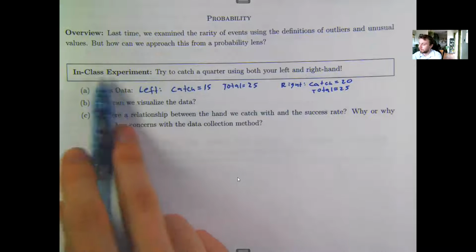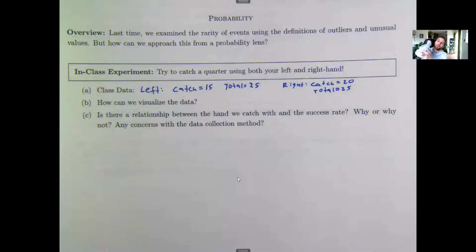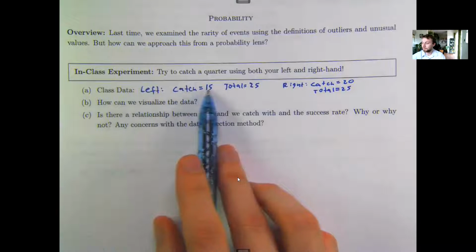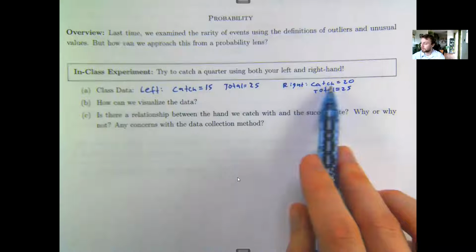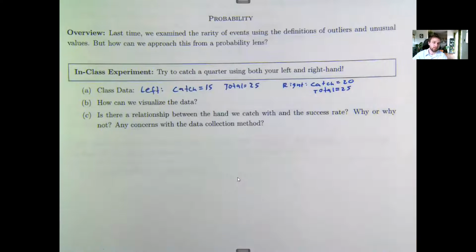So in an in-class experiment, suppose that we attempted to catch a quarter from our elbows using both our left and right hand. Let's suppose we were successful with the left hand 15 times out of 25 trials. Let's suppose with the right hand we were successful 20 out of 25 trials.